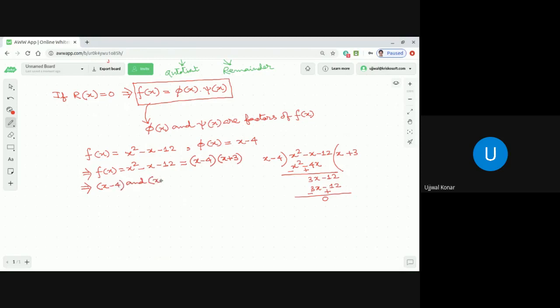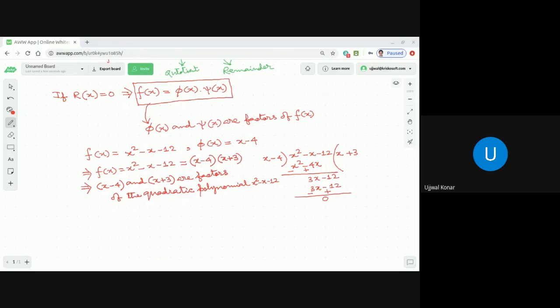x plus 3 are factors of the quadratic polynomial x square minus x minus 12. Correct or not? Yes, sir. So this is the way we find the factors.